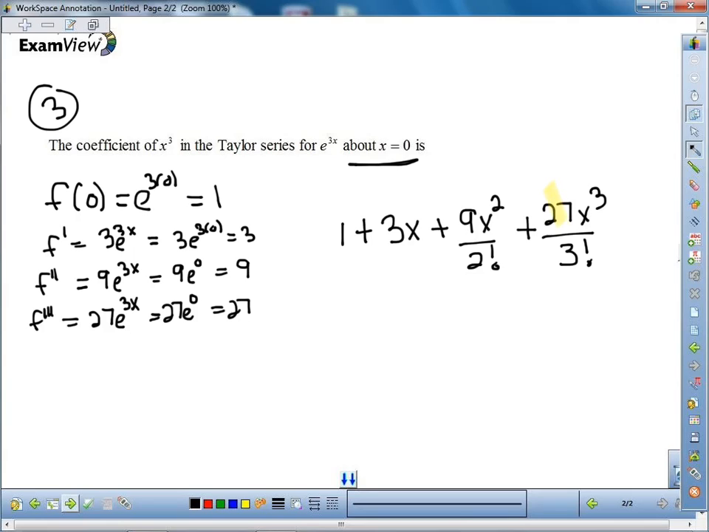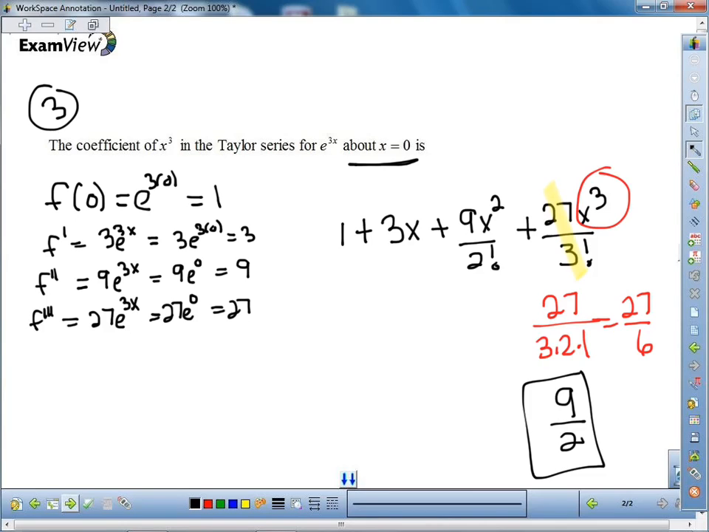So we want the coefficient of x to the third. 3 factorial is 3 times 2 times 1, which is 6, so we have 27 over 6. I can reduce 27 over 6 to 9/2. So the coefficient is going to be 9/2.